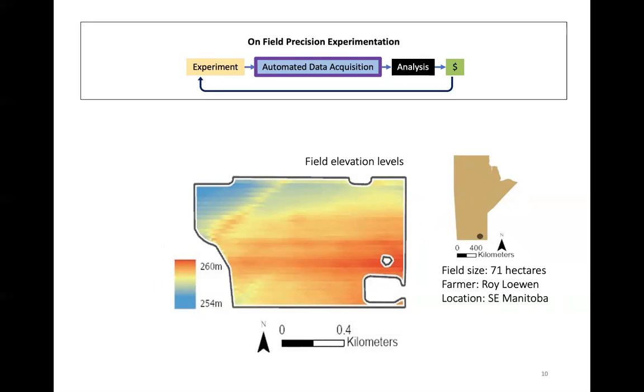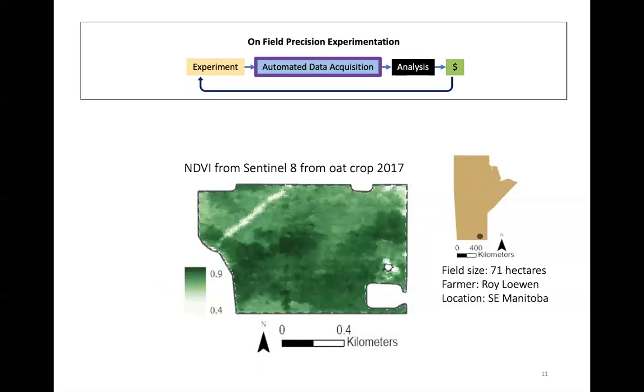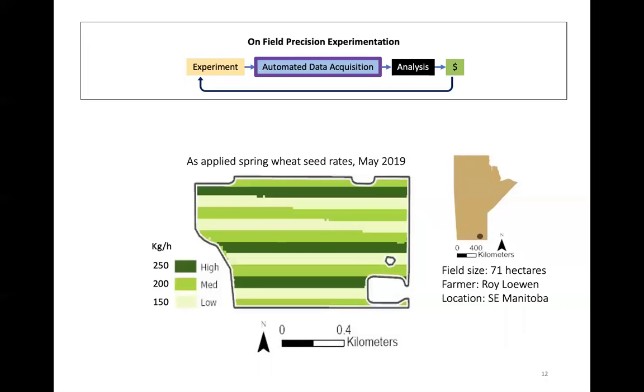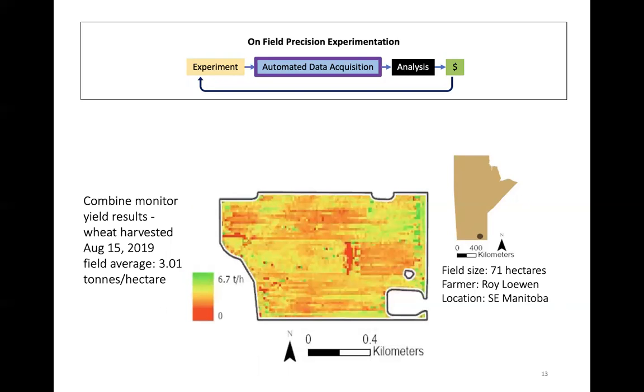So here's an elevation map from that field. We collected NDVI data from previous years to try to understand where variation occurs across that field over time. And then, of course, that as-applied map, which in this case looks the same as the experimental map. This comes off of the seeder and the tractor. And then once the crop is up, we collect the data off of the yield monitor, off of the combine. So here what you see is the raw yield map, which comes off of the combine. We process that a bit to remove some of the outliers, some of the machine errors and so on, and that becomes the output of our model.